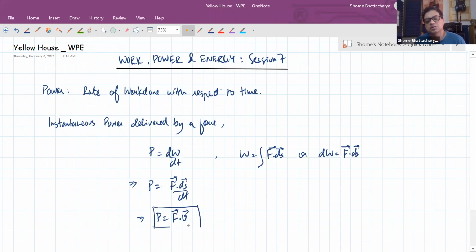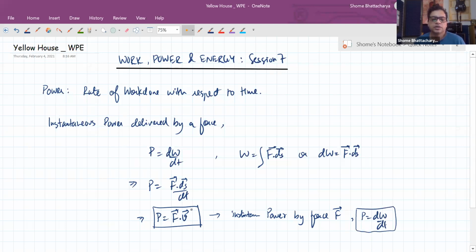So this gives us a simple formula for instantaneous power by force F, which is the instantaneous rate of work done with respect to time. So that is given by this simple formula.